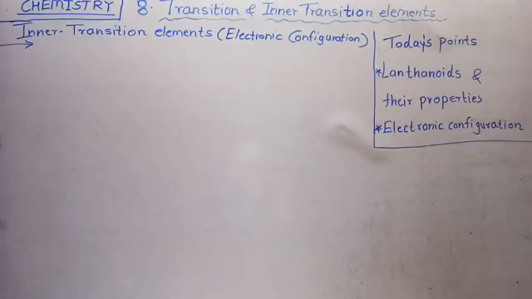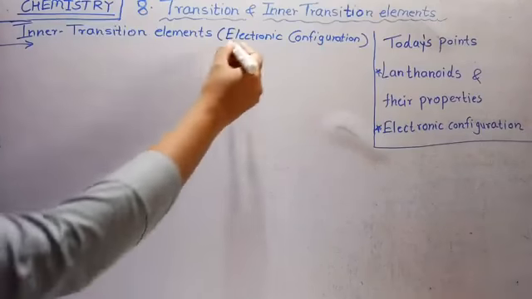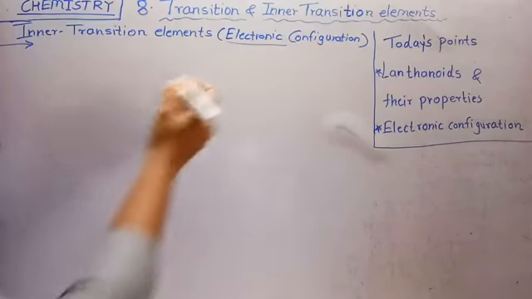Good afternoon, students. In the last lecture, we started the topic of inner transition elements, lanthanoids. Some properties of lanthanoids were completed in the last lecture. The next topic for lanthanoids is their electronic configuration.